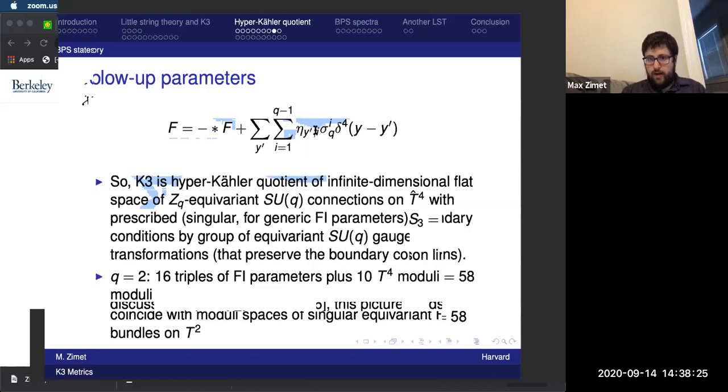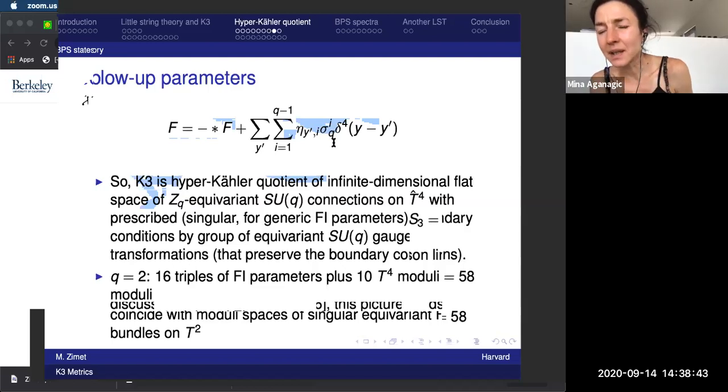So you can show that these are gauge invariant because of the ZQ equivariance conditions. The ZQ equivariance conditions at the fixed points on the dual torus are precisely the statement that you commute with these matrices, and so gauge transformations preserve this term.